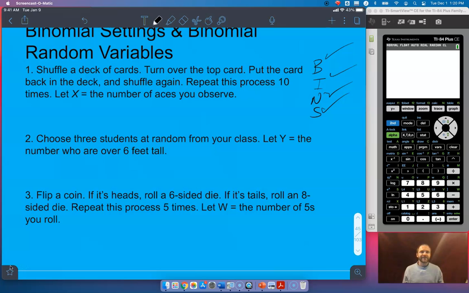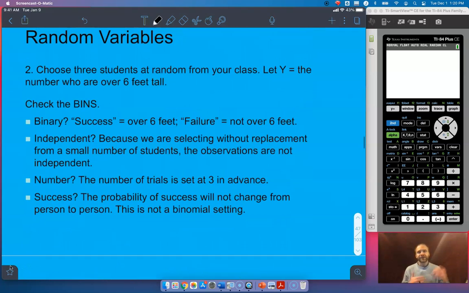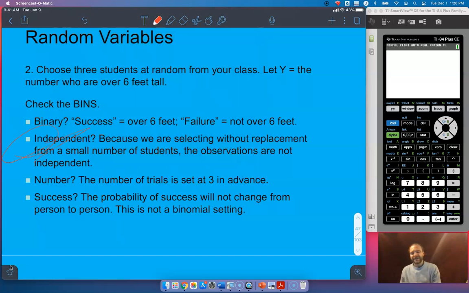And then success, I'm assuming there might be a probability of success that would be constant in the class as well, over 6 feet versus under 6 feet. But I don't think independence works here. So let's see. If I'm looking at this one, success, good. It is 2 categories. We're selecting without replacement. That's what I described. So therefore, independence doesn't work. So right here, it's not a binomial setting. As soon as I see that this one did not meet, I can say right away it is not a binomial setting because independence did not get met.